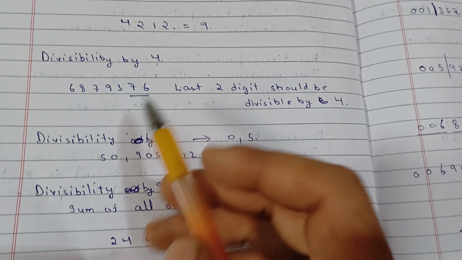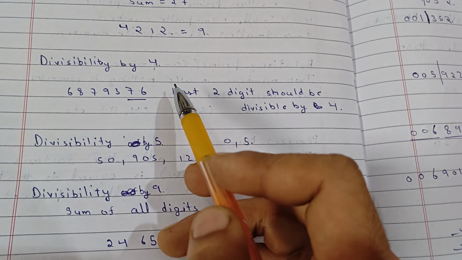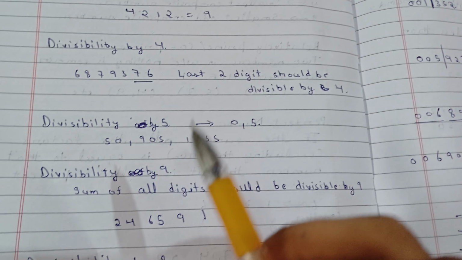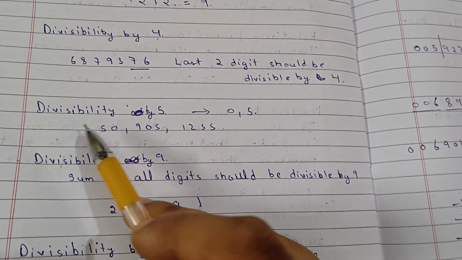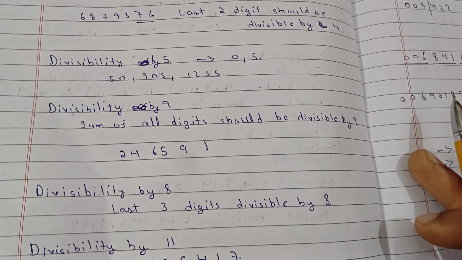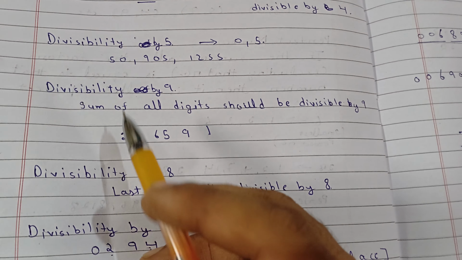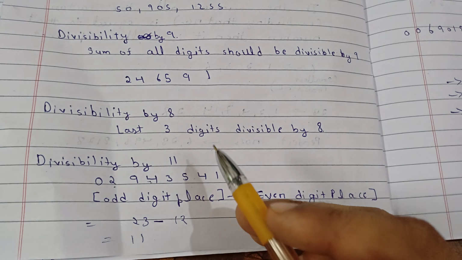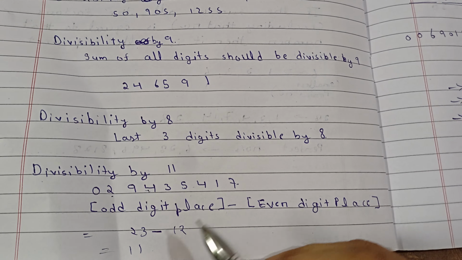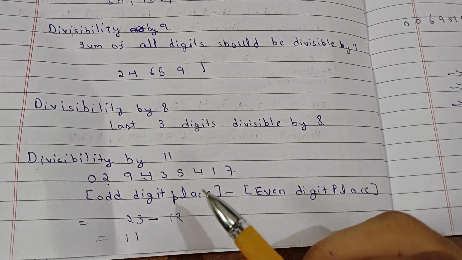Now divisibility by 4: the last two digits should be divisible by 4, then we call that number divisible by 4. If there is 0 or 5 in the last digit, then we say that number will be divisible by 5. For 9, the sum of all digits should be divisible by 9. For 8, the last three digits should be divisible by 8. Okay. For 11, it is interesting.